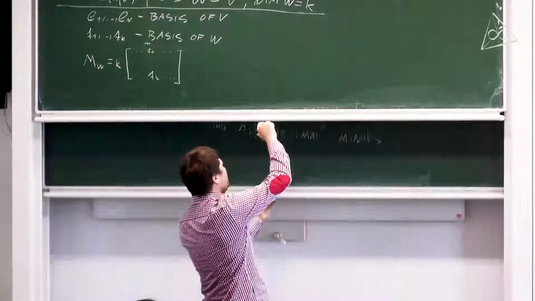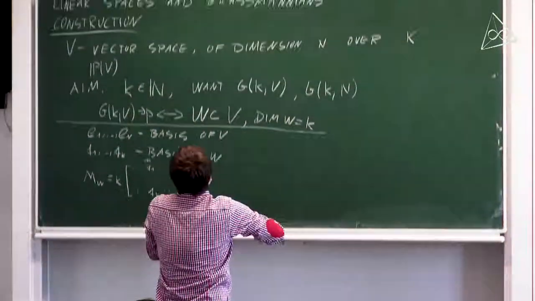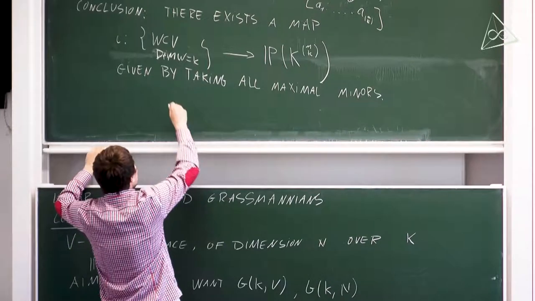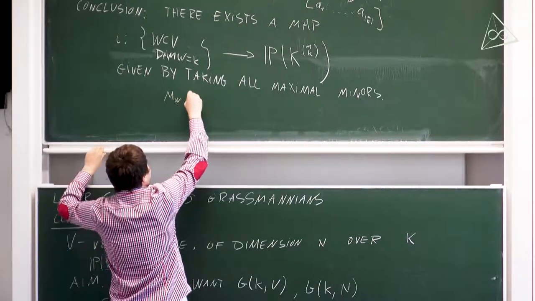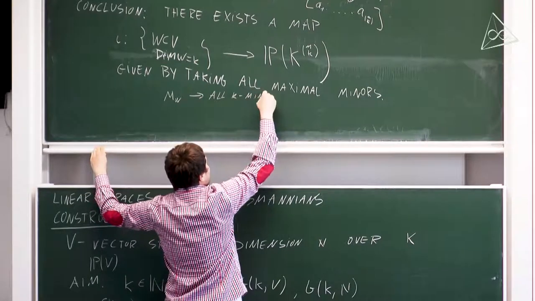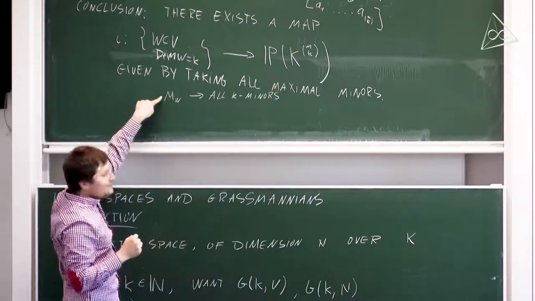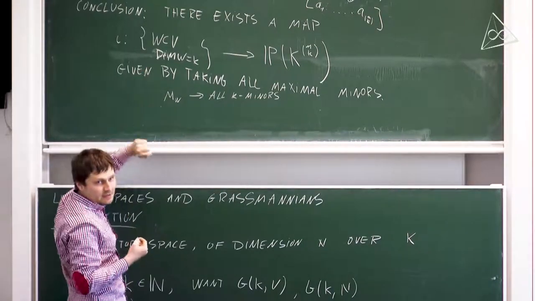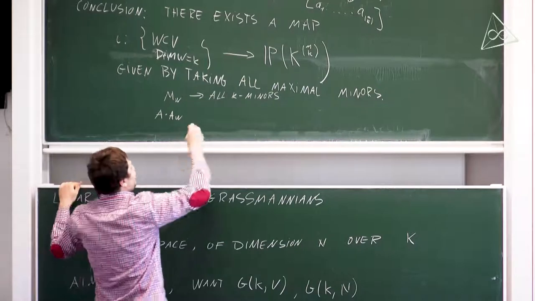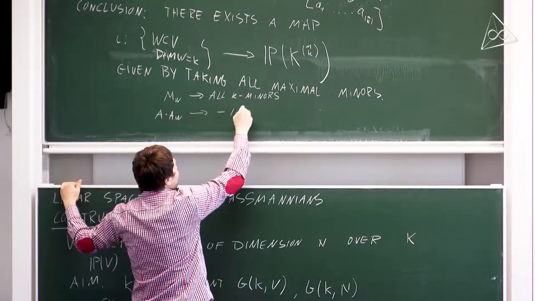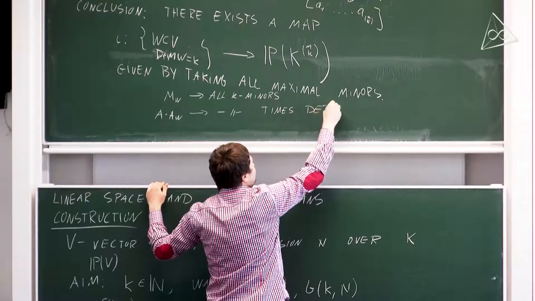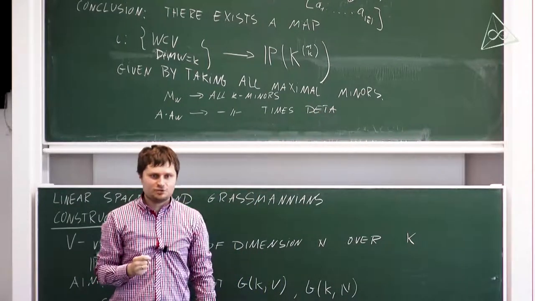Some people are nodding, some people are confused, so let me be slightly more precise. That is, we fix a basis of W and take MW and associate to it all K minors. But as we said, MW is not well defined given a subspace W. In particular, we can also have A times MW, but then we get the same minors, every single one times the determinant of A. In particular, we get the same point in the projective space.